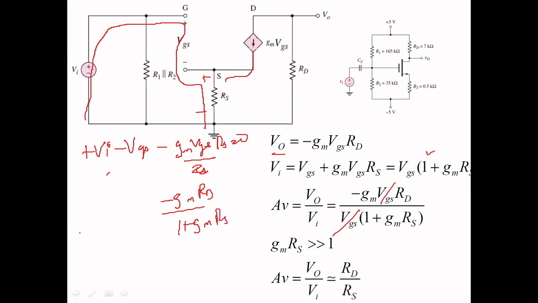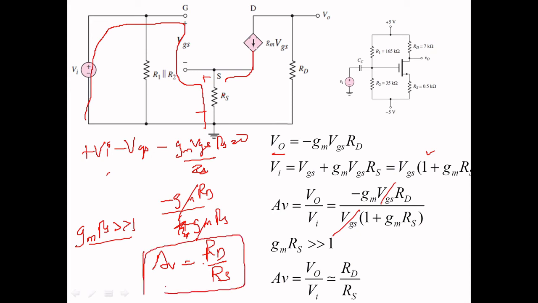See, now I am bringing another assumption where GM RS is greater than 1. Obviously it's going to be greater than 1, so that I remove this one. So GM will get cancelled. So finally your voltage gain is approximately capital RD divided by capital RS. So this is a formula for the circuit with the source resistor. Okay, I hope you understand. So this is an exact equation, this is an approximate equation.